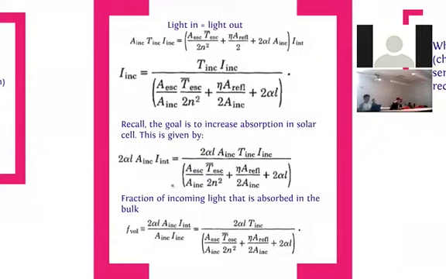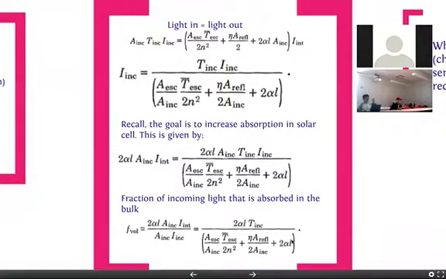Now, what we want to think about is what is the efficiency of absorption? In other words, what fraction of the incoming light is absorbed inside the bulk? And we want to maximize that. That's our goal for designing any of these structures, right? So let's look at the fraction. The numerator is how much power is absorbed within the bulk. The denominator is how much power is coming in from the outside. So that's the absorption, and this is the input. Then you get an expression which looks like that.